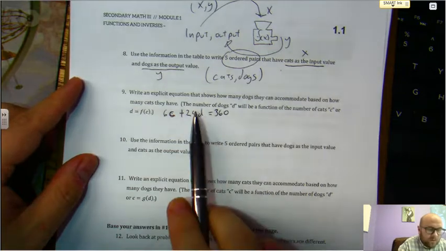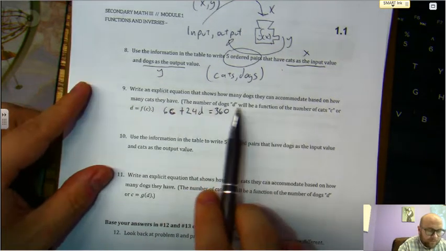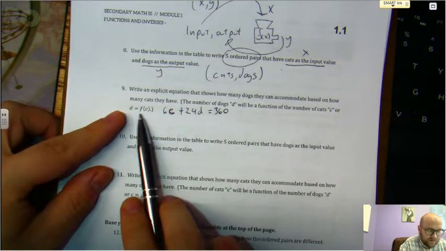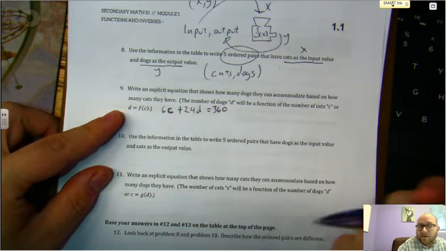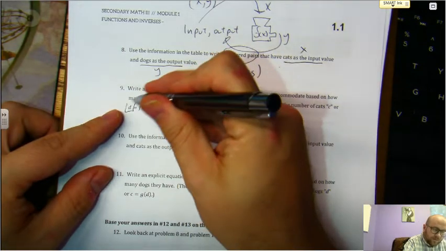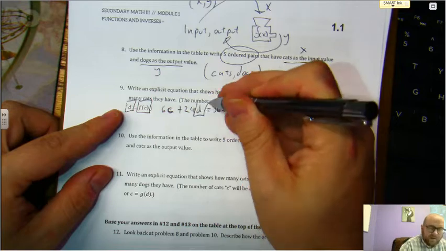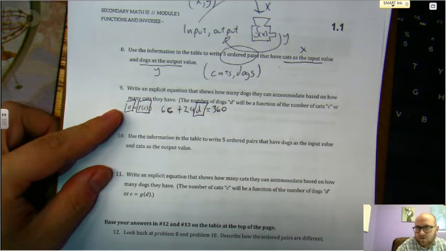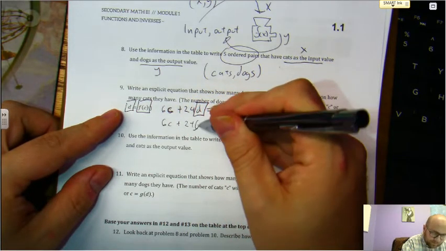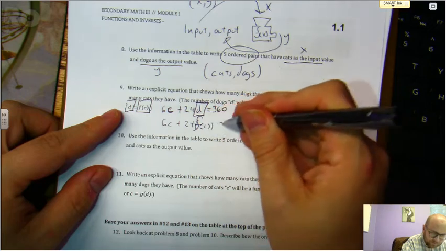And it says we want to be able to figure out the number of dogs D, cats C. D equals F of C. Okay, so we want to figure out what F of C is. So what we want is our input to be C, and then we want to figure out how many dogs that is. So where we have dogs, we're going to put F of C, because the number of dogs is going to be a function of the number of cats. So 6C plus 24 F of C, let me write this, equals 360.